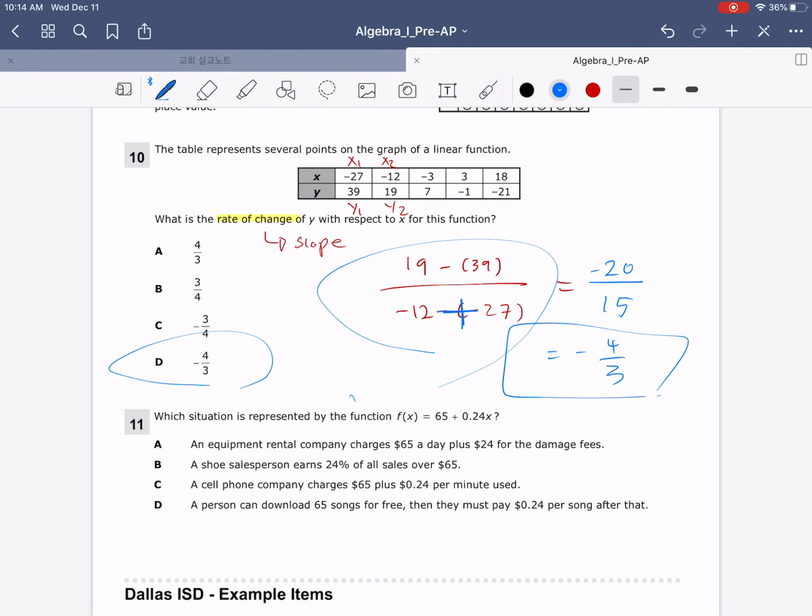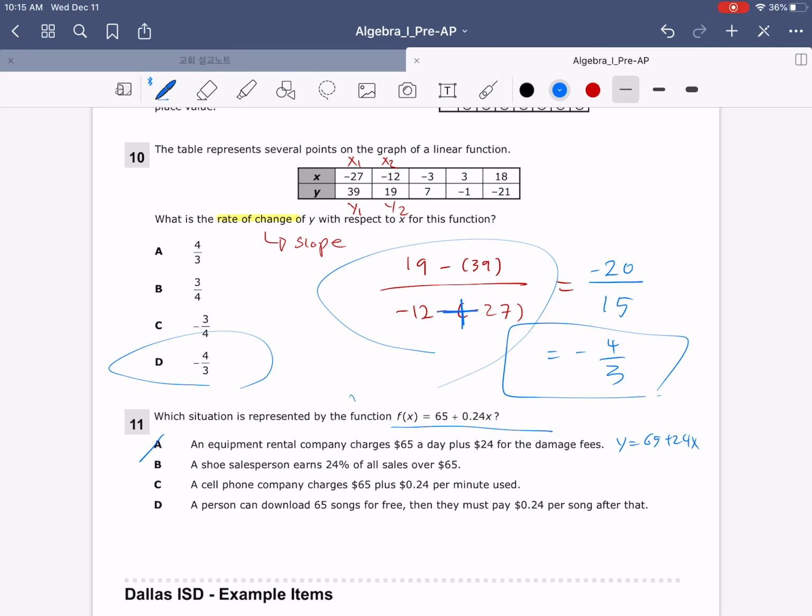Question number 11. Which situation is represented by this function? Basically, which will make sense to represent this one? First, an equipment rental company charges $65 a day plus $24 for the damage fee. Well, most likely this is not going to be it, because it's going to be like y equals 65 plus 24x, which is not true.